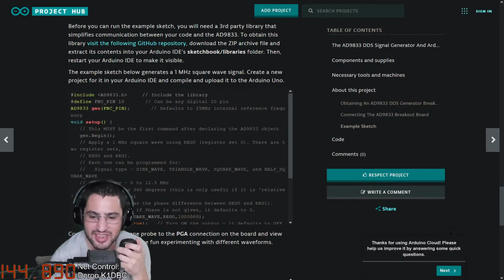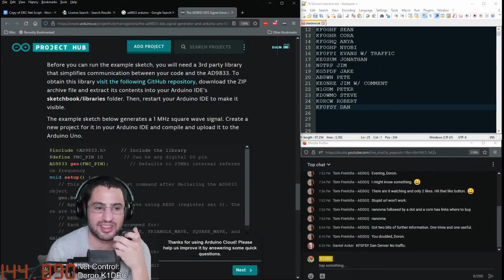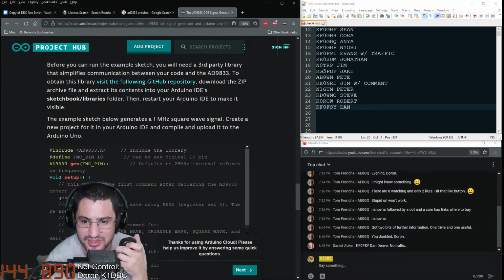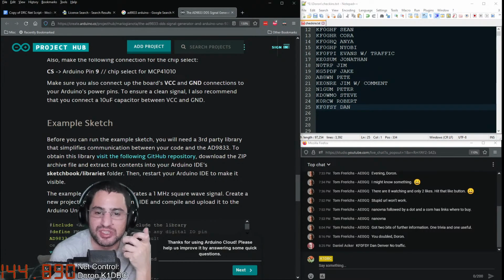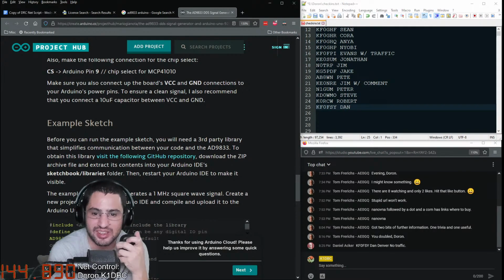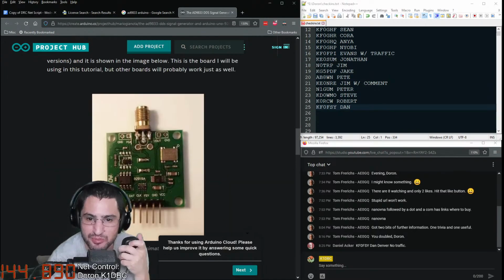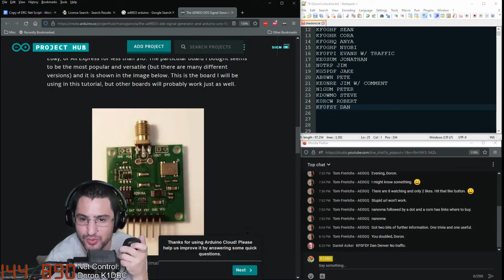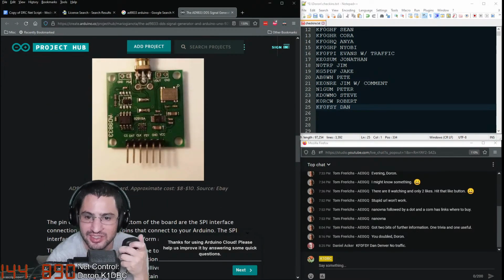All right, thanks there, KG5PDF, Jake. Yeah, I know some of the microcontrollers out there, Arduinos, things like that, definitely have some RF abilities. And yeah, you put a different breakout board on it and put the right code on it, and you're off and running there. Very, very cool. Thank you.